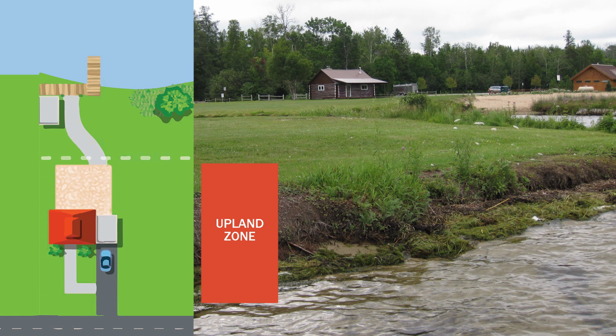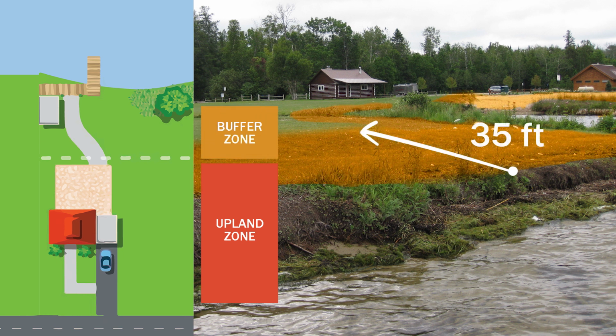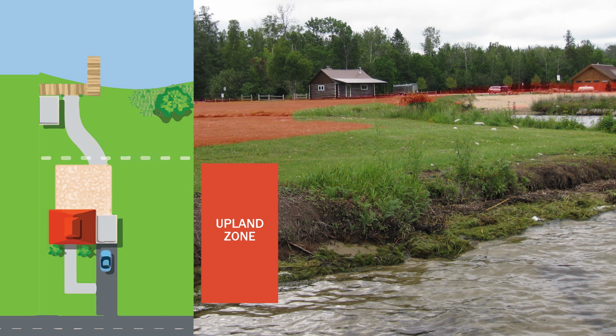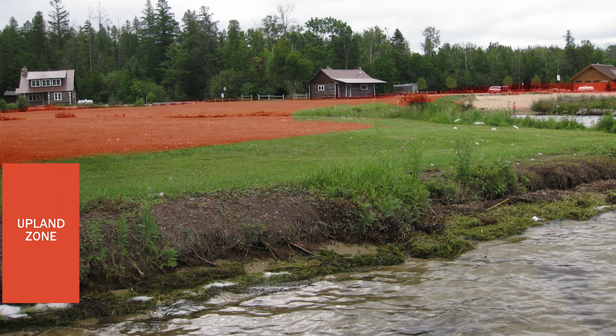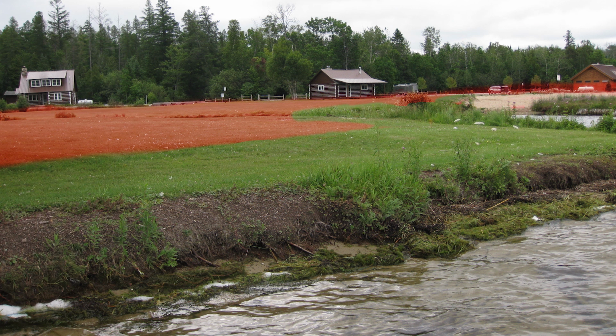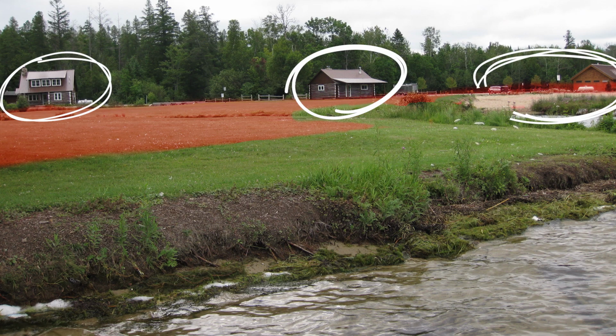Start at the top of the lake bank and measure 35 feet back from the lake. This first 35 feet is your buffer zone. Everything else is your upland zone. The shape and size will vary from one property to the next. For many properties, the upland zone will include the house and accessory buildings such as garages, sheds, and barns.